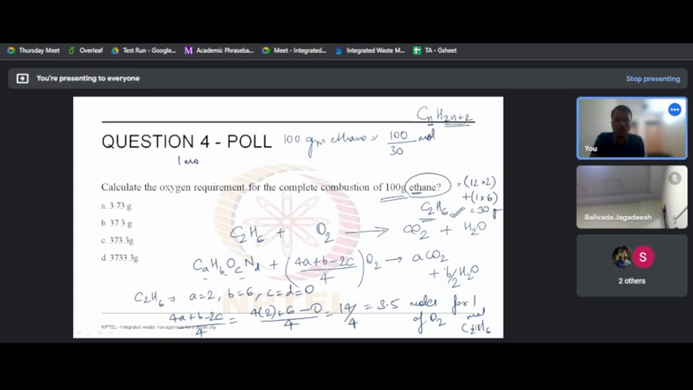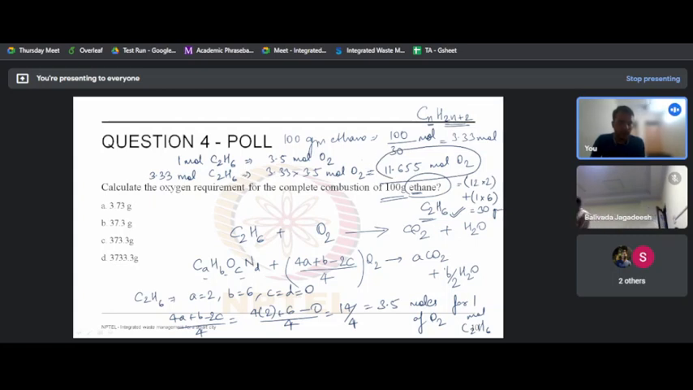So for 1 mole of ethane, we require 3.5 moles of oxygen. 100 by 30 means it will be 3.33 moles. So for 3.33 moles of ethane, we will need 3.33 into 3.5 moles of oxygen. Let's do this calculation. I think it will be greater than 10. So this is around 11.655 moles of oxygen. So this is the amount of oxygen we need.